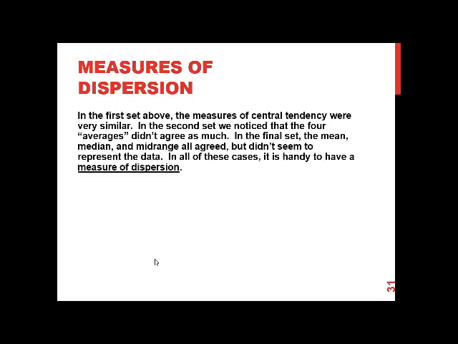Alright, measures of dispersion. In the first set we just did, the measures of central tendency were very similar. We got 10, 10, 10, and 9.5. In the second set we saw that the averages didn't agree so much. We had 50, 10, 10, and 184.5. In the last set, the mean, median, and mid-range all agreed, but if you look at the data, there weren't any 10s anywhere in that data, so the 10 wasn't really representative of the data. In all of these cases, it's good to have a measure of dispersion.